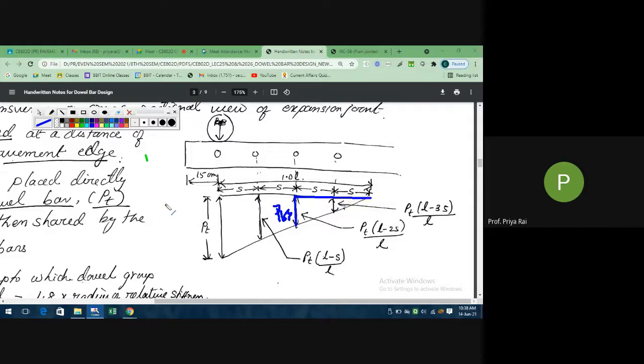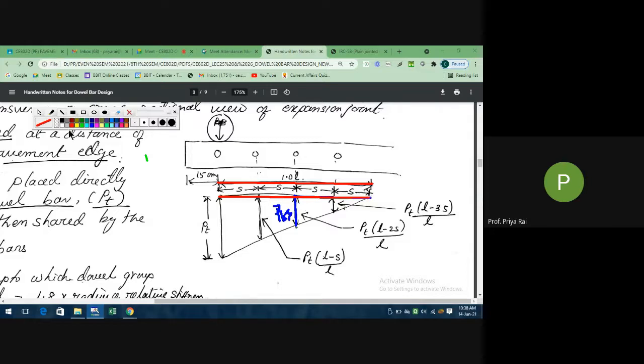What is this distance? From here to here it was L. Okay, from here to here it is L. See here, it's given. From here to here it is L. And the gap between each dowel bar is S.